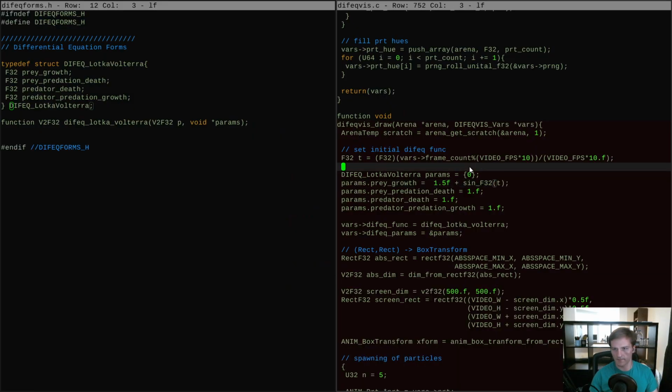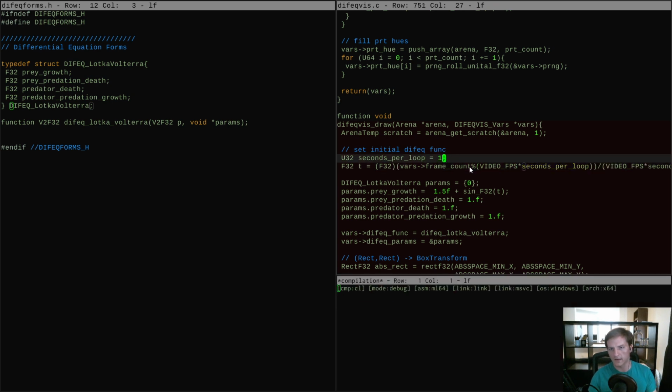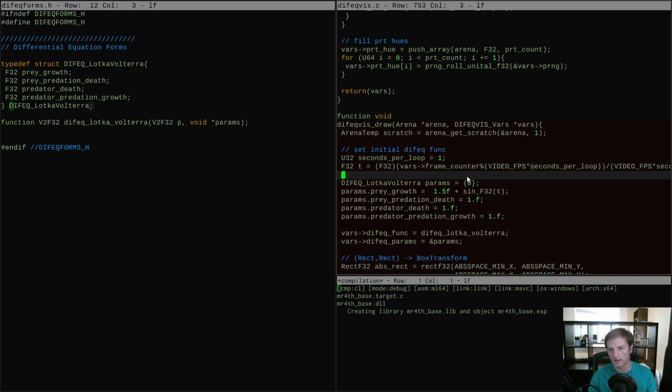So now we are interpolating. Let me just say, we want to be able to say seconds per loop. It's currently 10. Let's just make this extreme right now so that I can see it right away. Frame counter, not frame count. That's my mistake. Okay, so that's way too fast now. We can't tell what's going on, but it's definitely doing something. And it's kind of cool.